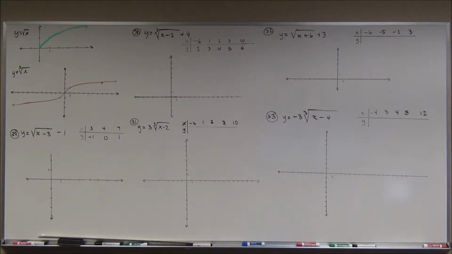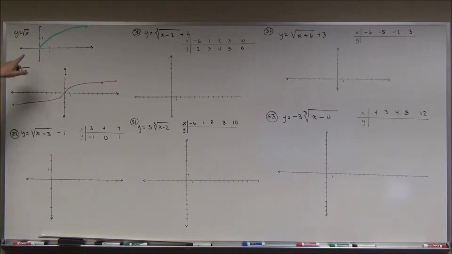Okay, now we're going to do the graphs, problems 29 through 34, I believe. I have the two main graphs, the parent graphs. This is the graph of the square root function. This is the graph of the cube root function. Each one of those is worth 1.